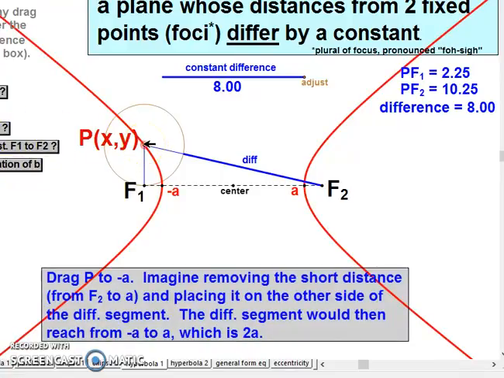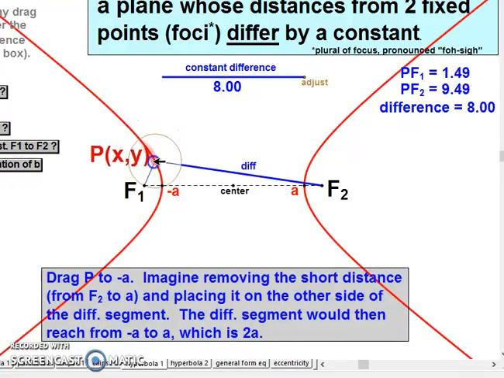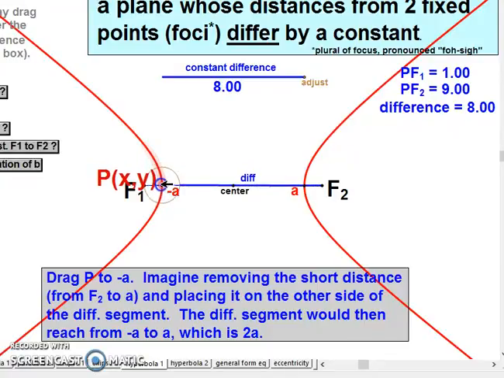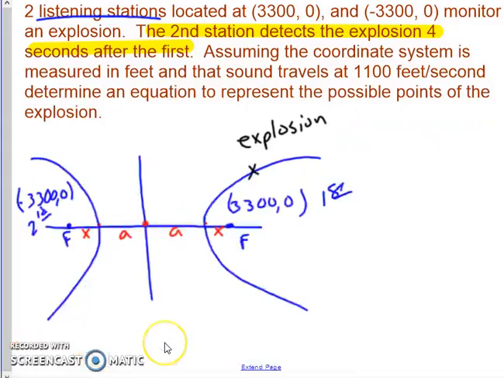Well, if I take this point P and I drag it towards negative a, which is going to be my vertices, you can visualize this little portion from A to F2. If I could take that segment and flip it over here, that would be equivalent to the radius of this circle. So this difference, this blue portion here, if I could cut this off and place it over here in this circle, that would be equivalent to 2a. That's going to help us with our problem over here.